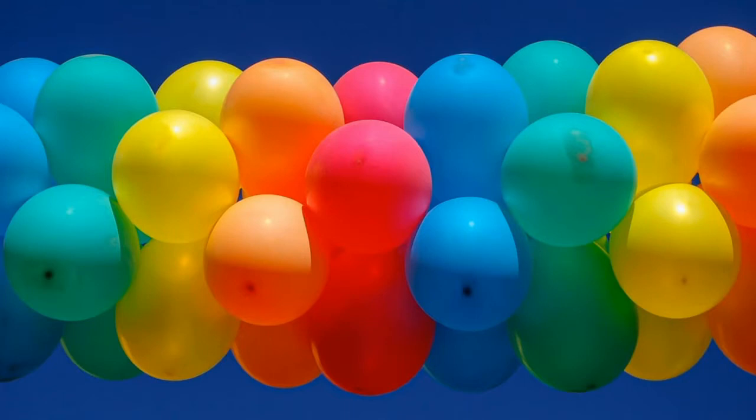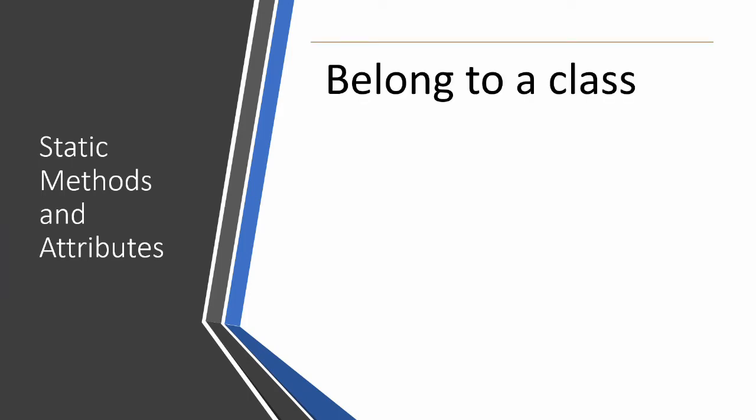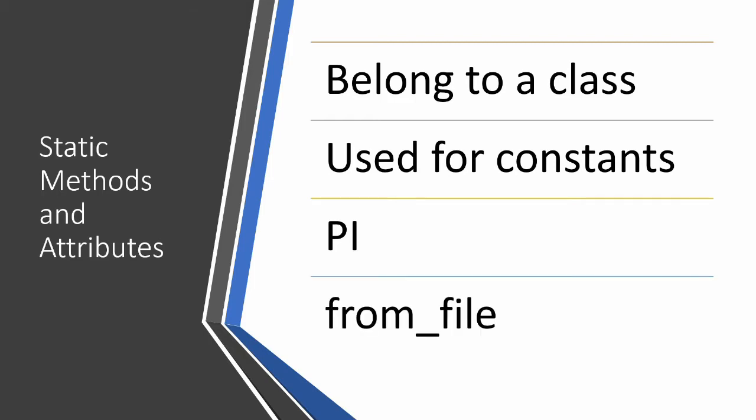So of course, decorations can be very nice, but the thing we need to understand first is static methods and attributes. They belong to a class rather than an instance of a class, and they're often used for constants. So if we take an example of pi, every time you create something that needs to know the value of pi, it doesn't need to store the value of pi itself. This can be stored in the class that it's using.